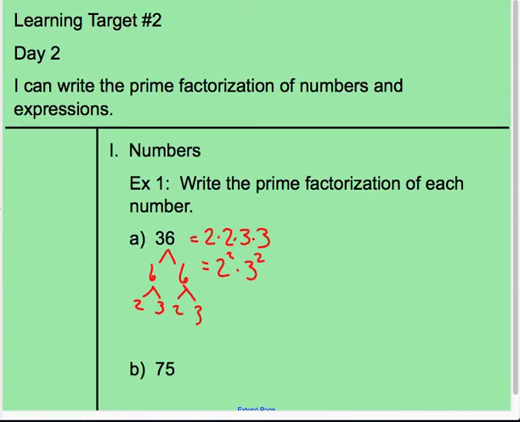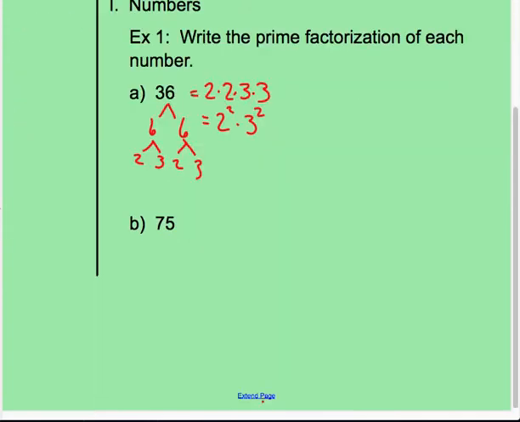Let's take a look at the prime factorization of 75. The first numbers that jump out at me that multiply to 75 are 3 times 25. 3 is prime, 25 is 5 times 5. So we could write this as 3 times 5 times 5, or 3 times 5 squared.